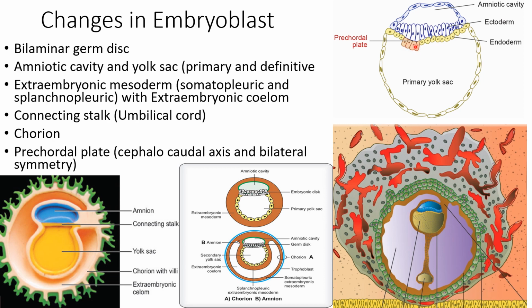And there is again formation of the cephalocaudal axis. So we can say in the germ layer, the part where the prechordal plate is present is the cephalic part, and the part where you get the connecting stalk is the caudal part. So you have the prechordal plate in the cephalic part, and towards the caudal part you have the connecting stalk. Also, bilateral symmetry of the embryo is established by the formation of the prechordal plate. So these are the changes occurring in the second week in the developing embryo.